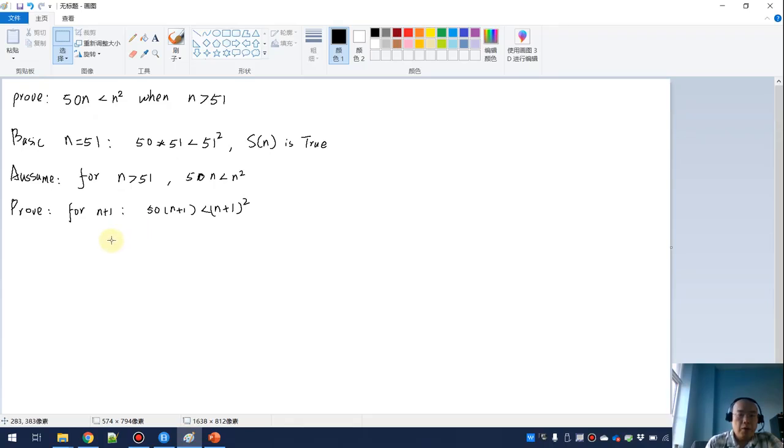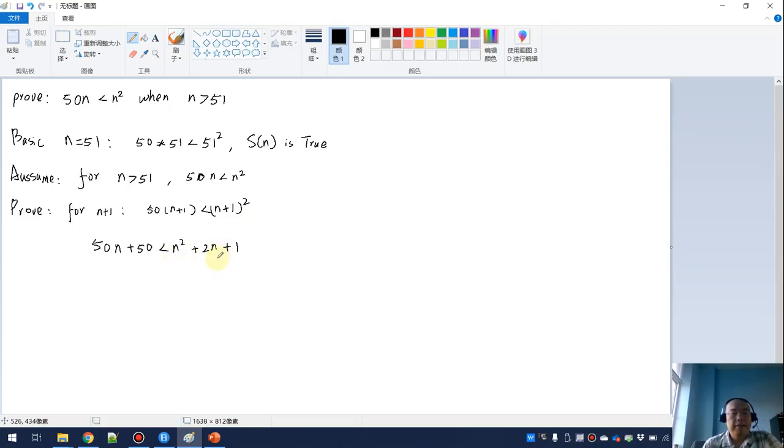How about we get rid of the parentheses first, and that's usually a good thing to do. If we want to prove this, it's equivalent to proving 50n plus 50 is smaller than n squared plus 2n plus 1, right? Because this part is exactly the same as this part, and on the right side, (n+1) squared is exactly equal to this part.